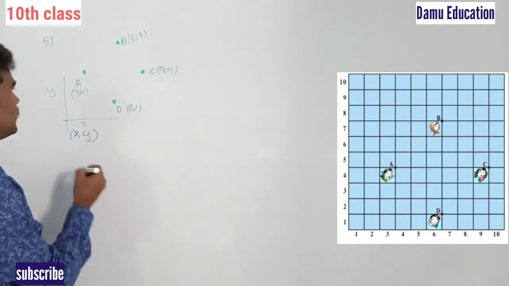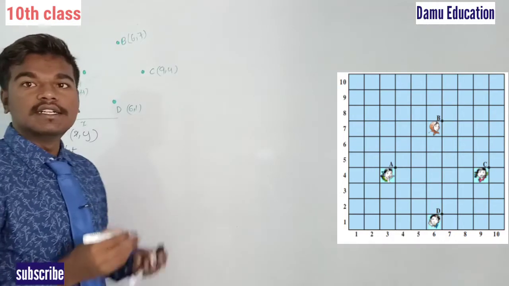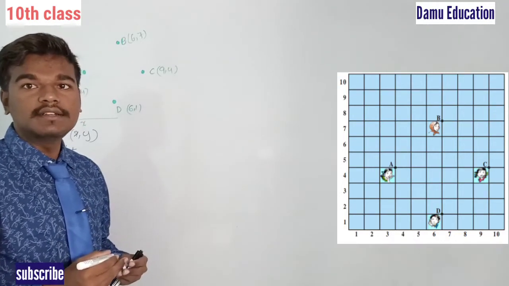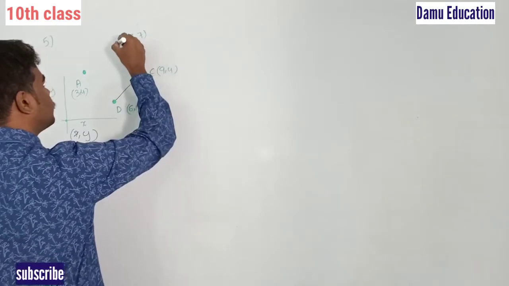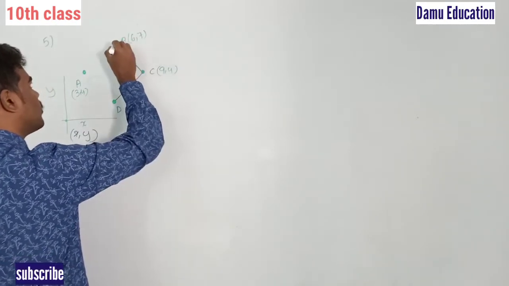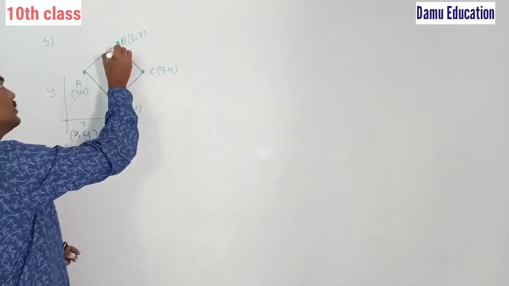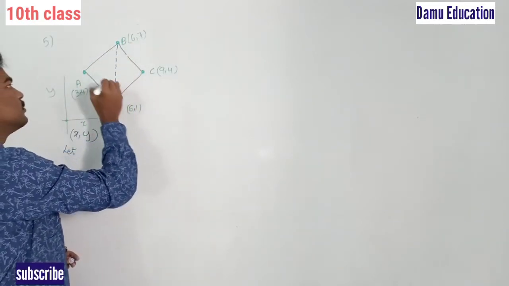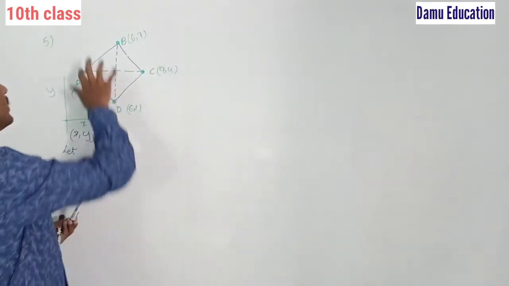Now let's find the distances between all the vertices. So let's join all these points. We need to know whether it will make a square or not. So these are the diagonals and these are the sides. Let's take AB first.